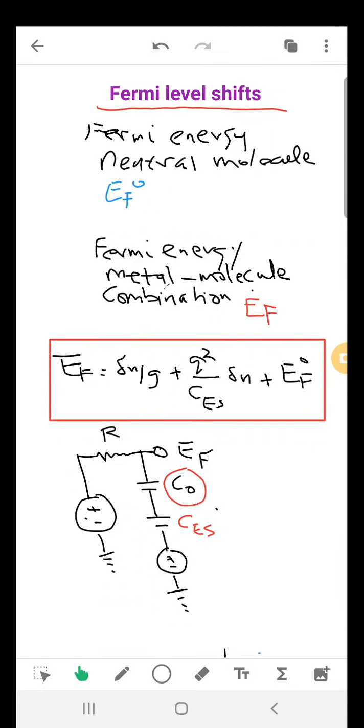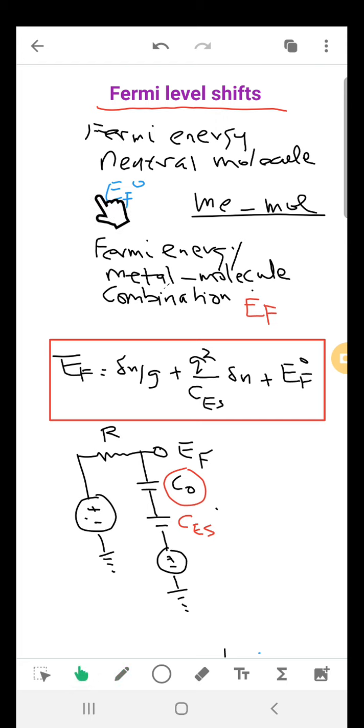Hello students, in this lecture we shall be discussing the Fermi level shifts that occur when we make a contact between a metal and a molecule, as we have seen in our previous classes. So there are some Fermi level shifts.